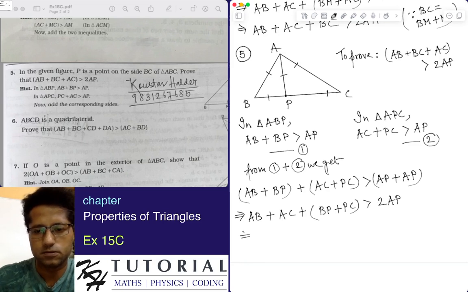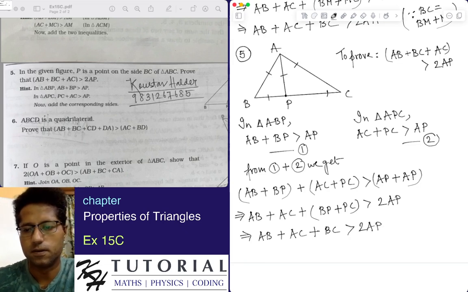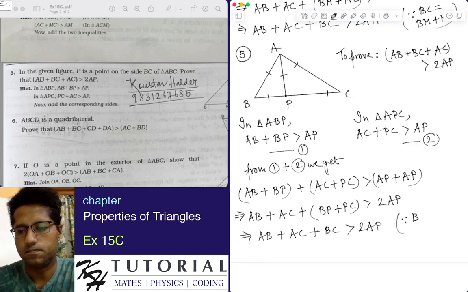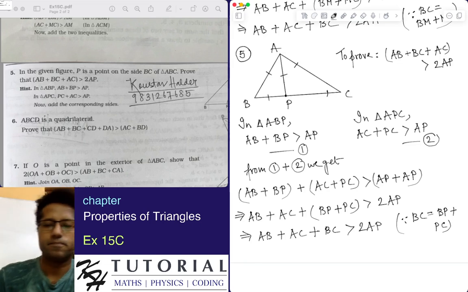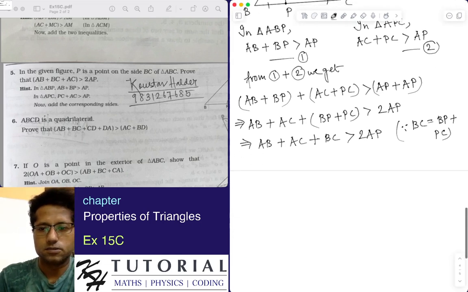Now this implies AB plus AC plus BC is greater than twice AP, since we know that BC is equal to BP plus PC. Hence it is proved. Okay, let's solve question number 6.